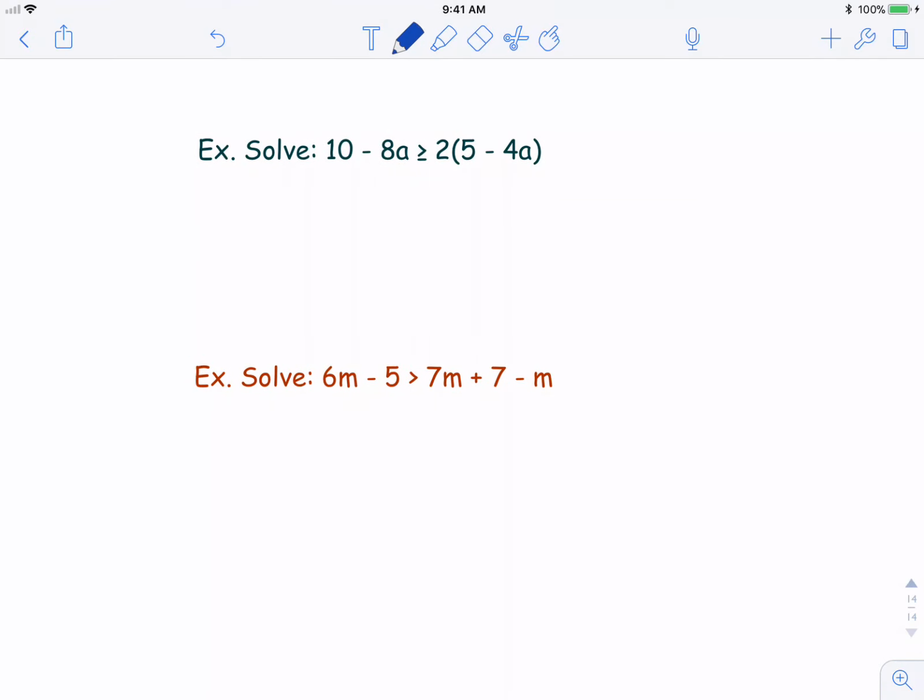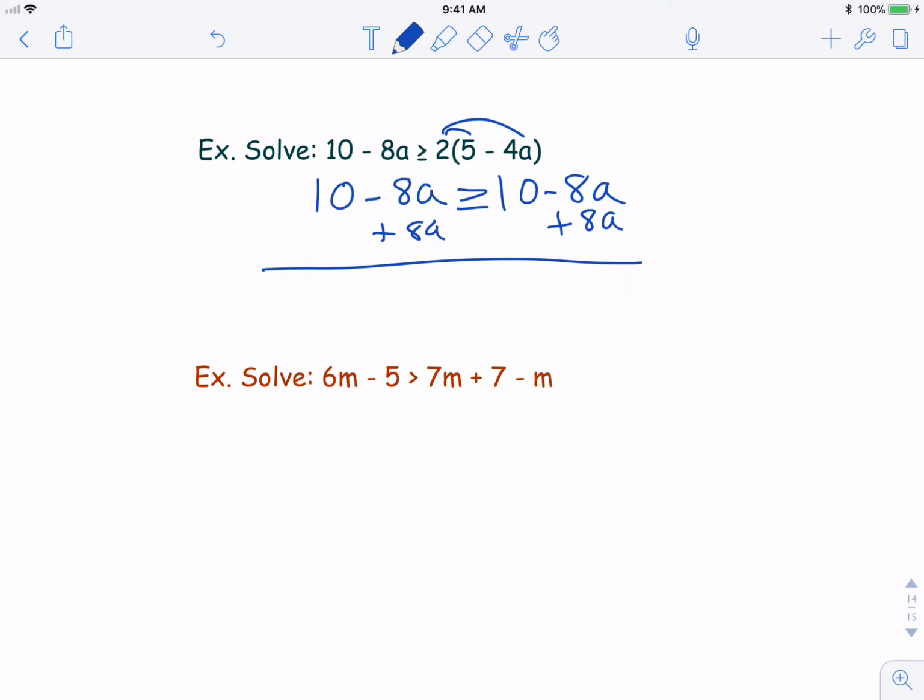In this example, we will do the distributive property first. This leaves us with 10 minus 8a is greater than or equal to 10 minus 8a. I have a's on both sides of the inequality sign, so I'm going to move them to the same side by adding 8a to both sides. You notice that my 8a's cancel out on both sides, and I'm left with 10 is greater than or equal to 10. This is a true statement. 10 is bigger than or equal to 10.